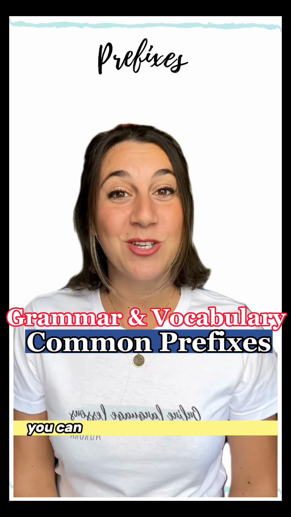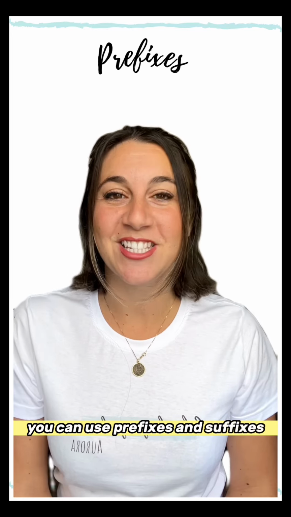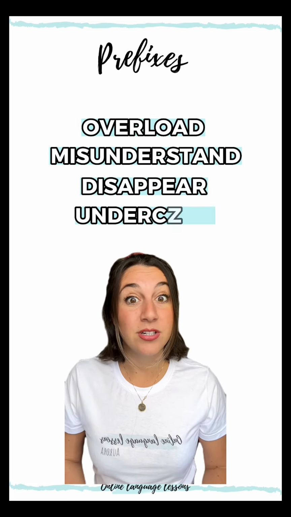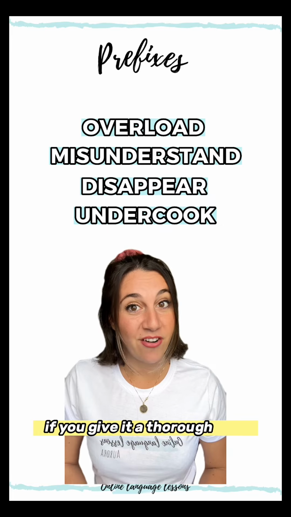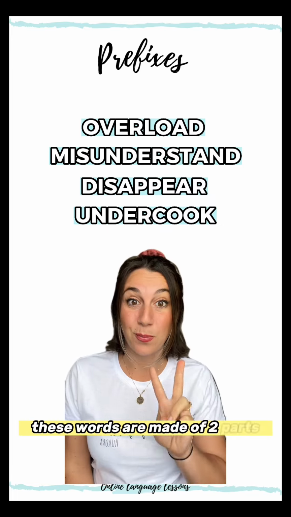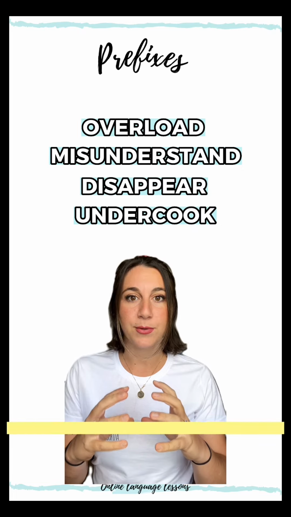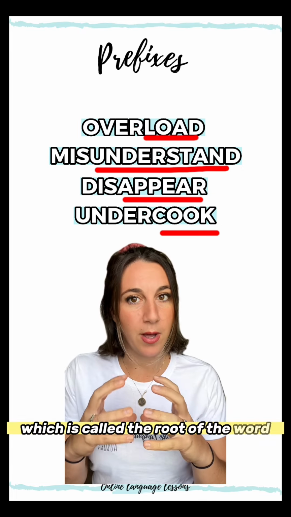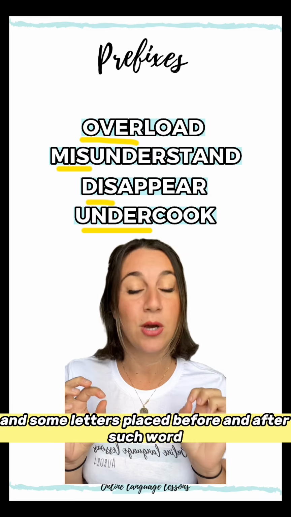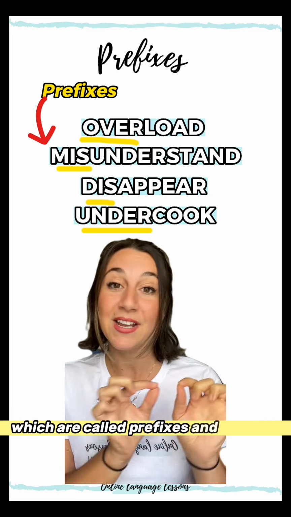Do you know that you can use prefixes and suffixes to expand your vocabulary? Overload, misunderstand, disappear, undercook. If you give it a thorough look, you will see that all of these words are made of two parts. The main part, which is called the root of the word, and some letters placed before and after such word, which are called prefixes and suffixes.